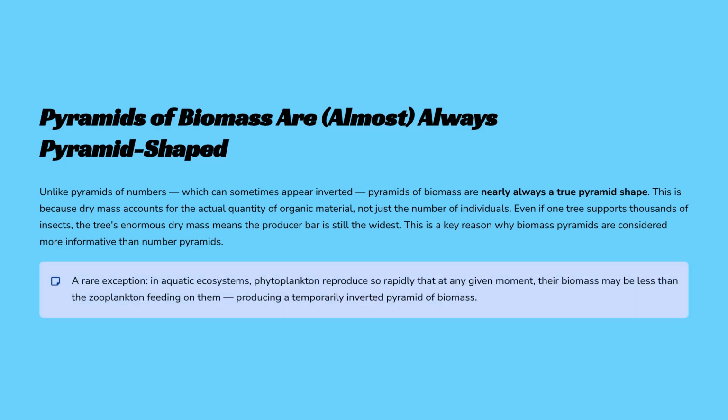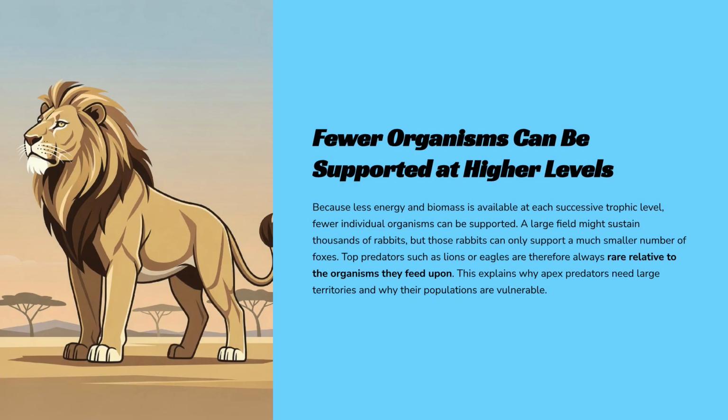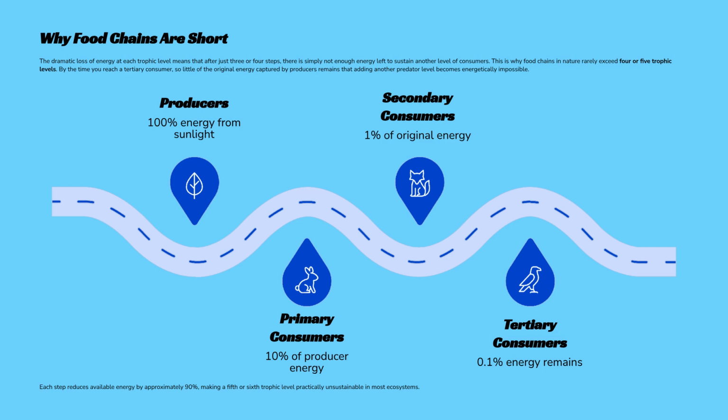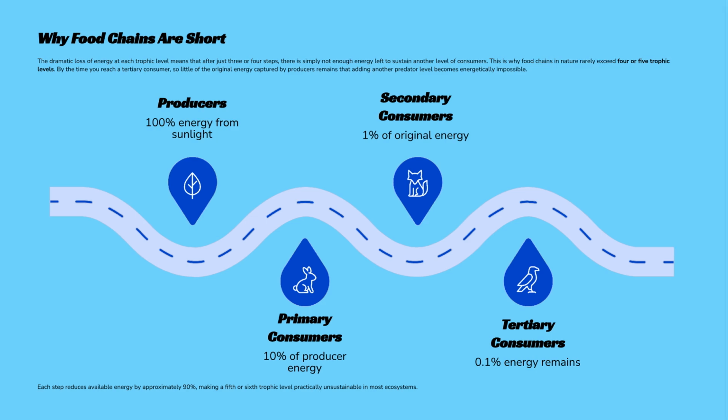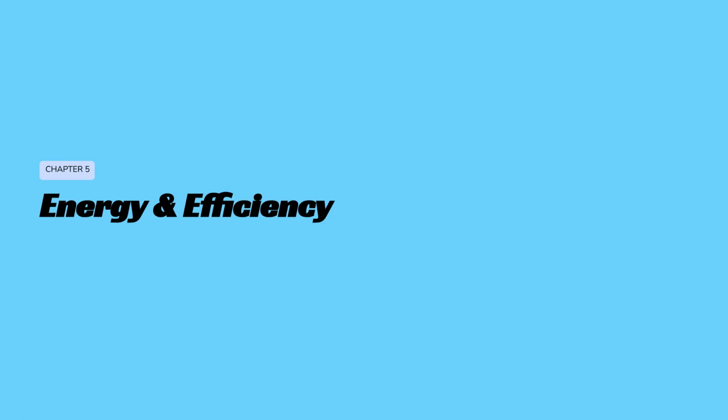A rare exception occurs in aquatic systems with rapidly reproducing producers. Fewer organisms can be supported at higher trophic levels due to the energy limit. Apex predators are naturally rare and often require large territories to find enough food. This energy loss is precisely why food chains are short. After 4 or 5 levels, there is simply not enough energy left to support a viable population of tertiary or quaternary consumers.